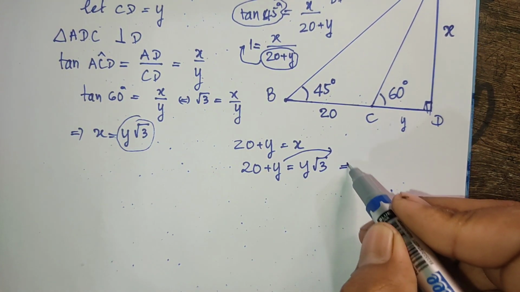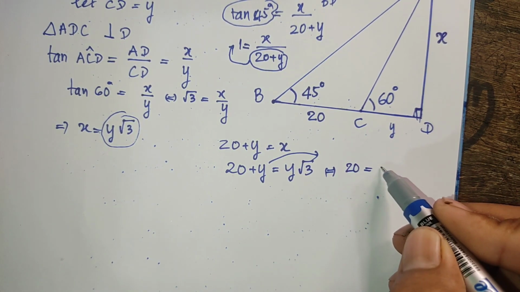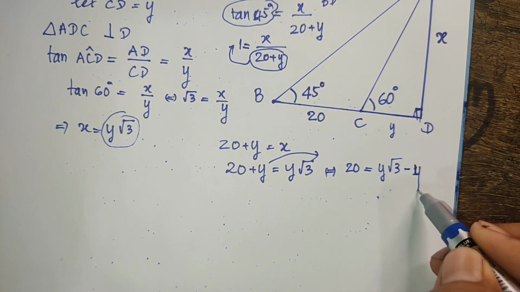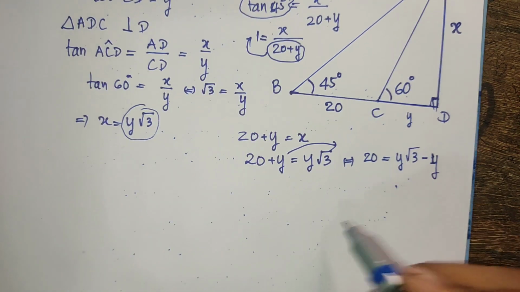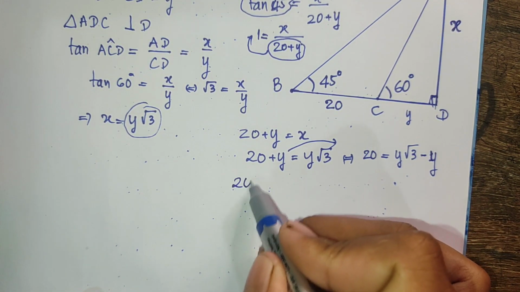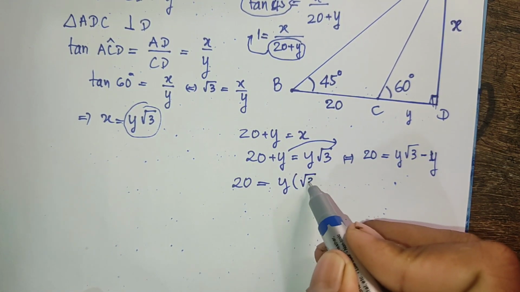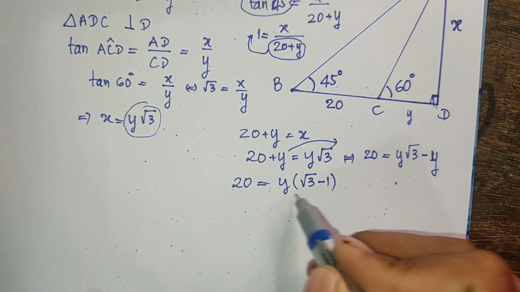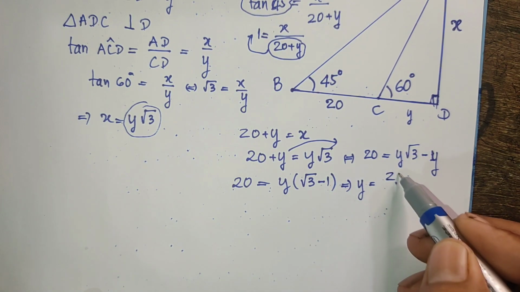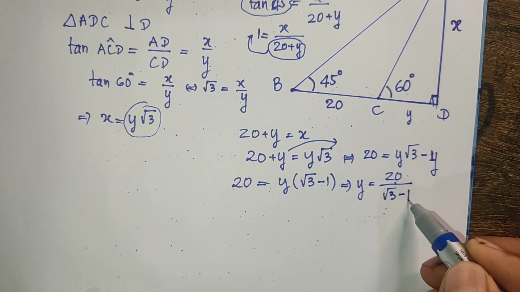And now I change y to the right hand side. So it's equal to 20 equal y square root 3 minus y. And this I take y out as a factor. So we get 20 equal y multiplied by square root 3 minus 1. So we find the value of y is equal 20 divided by square root 3 minus 1.